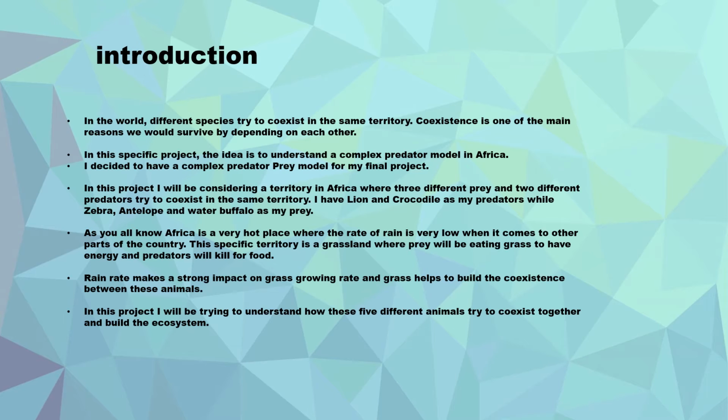As an introduction, I have 5 animals in this territory: mainly water buffalo, zebra, antelope, crocodile, and lion. Those 5 animals are unique, and they live in the same environment. I'm trying to find out how they coexist in the same environment using a NetLogo model. I had some references which I read and got some understanding of how a grazer model and a hunter model work together, so I'm trying to implement that programming into this project.